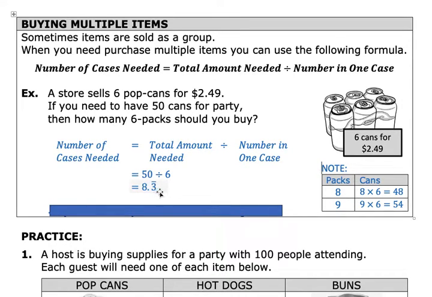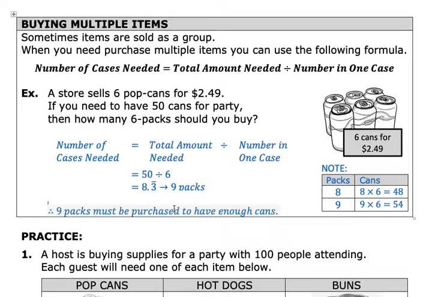So I know that we are used to rounding, and we would say that this is rounding closer to 8, but we're going to need 9 packs. All right. So 9 packs must be purchased to have enough cans.